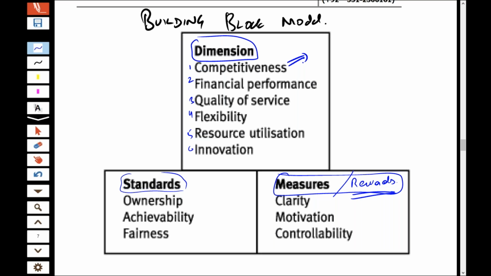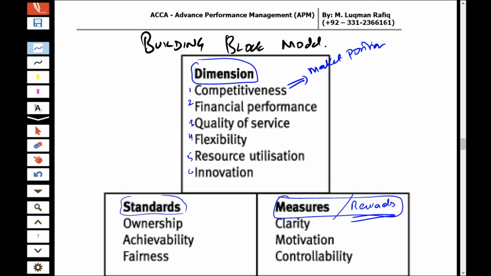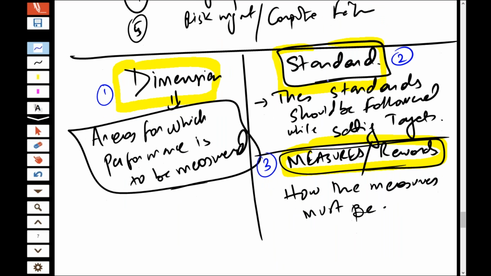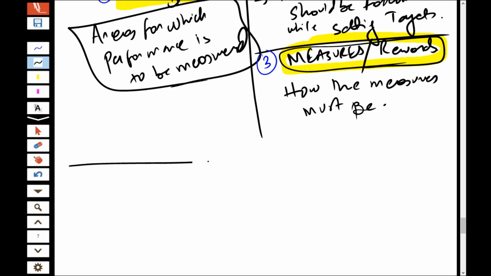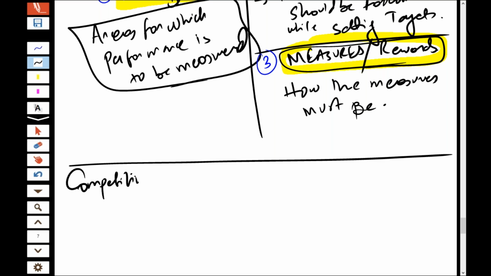Now, what exactly do you mean by competitiveness? Competitiveness measures the market position of an entity. You can have different measures for this competitiveness, but you need to understand that this is one of the dimensions that we have to follow.